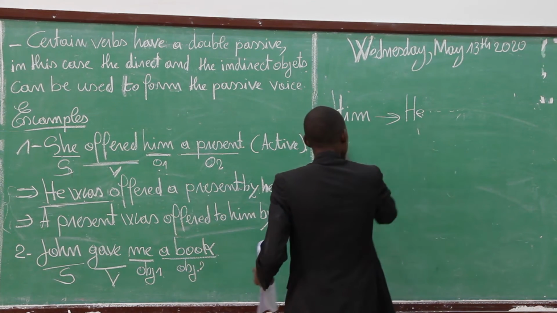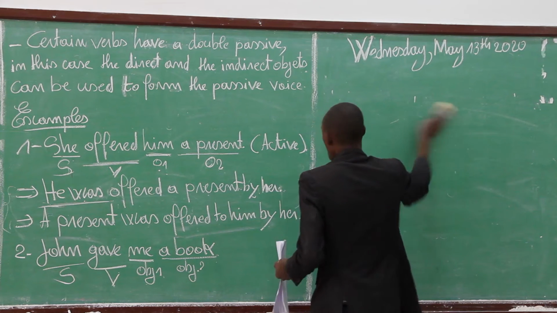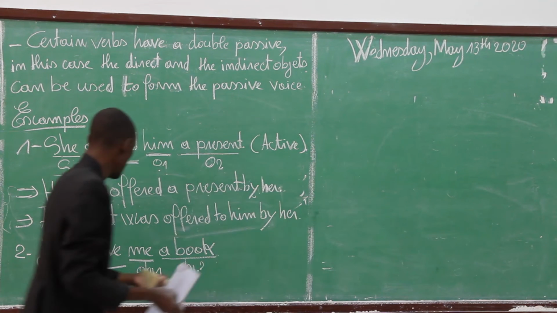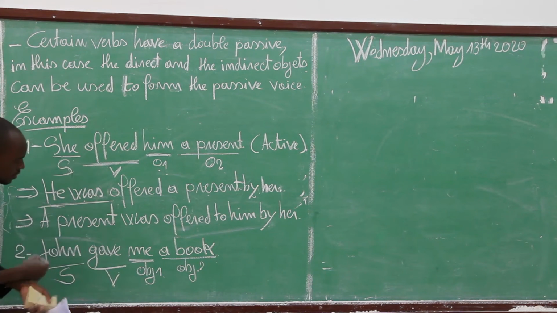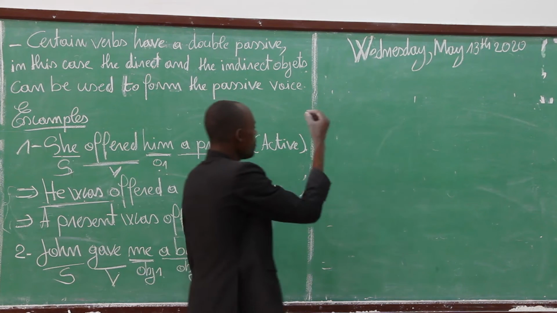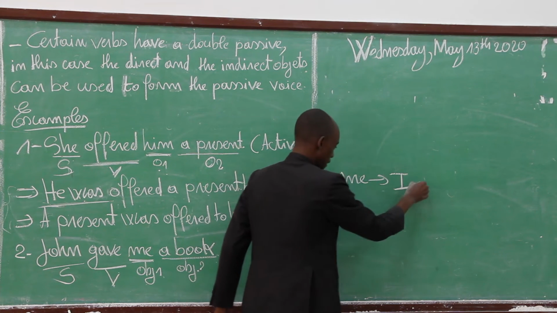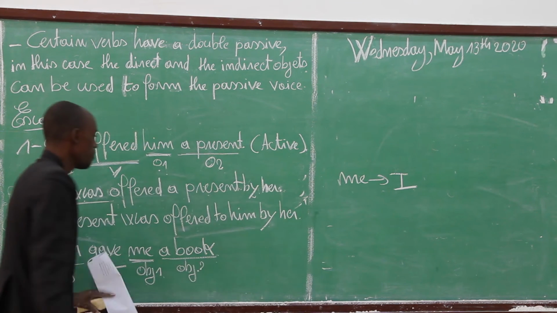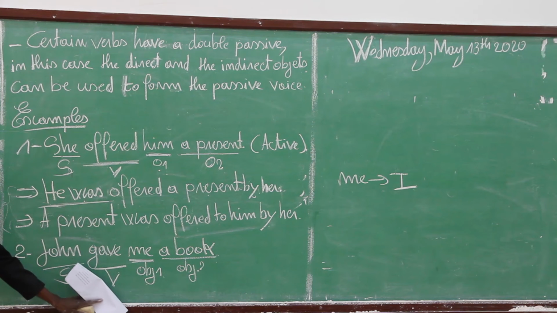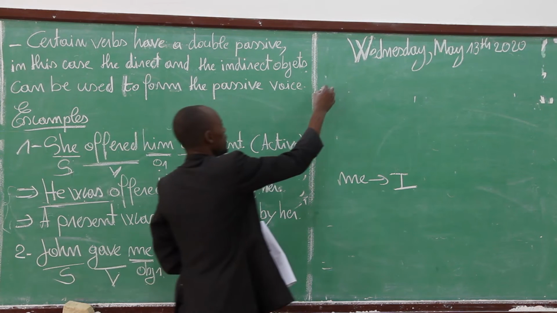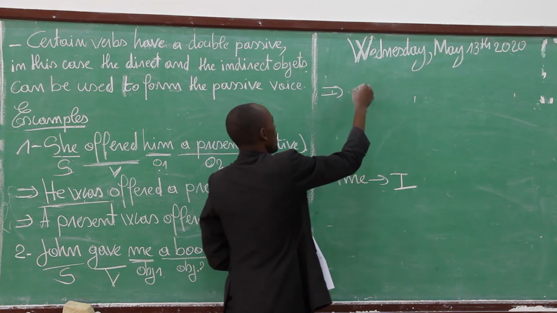Let's start with the first possibility. Yes, with me. And me here in passive voice becomes the subject. Me in passive voice becomes I. Now here we have, this is the first possibility.